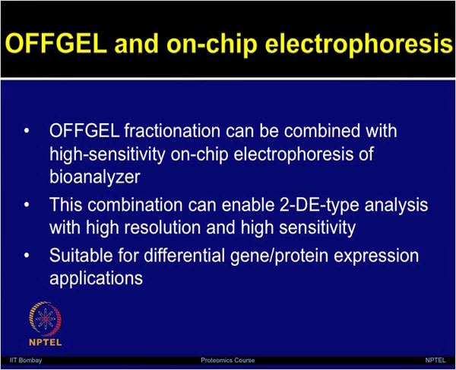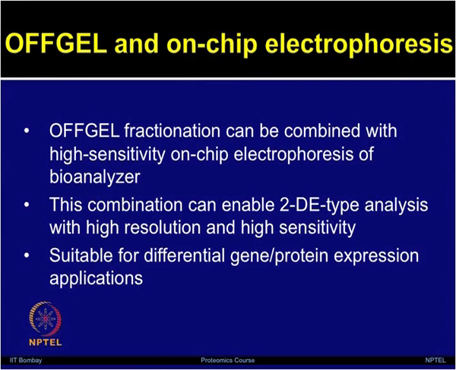also introduced another technology, so that one can separate the proteins in 2 dimensions, both in isoelectric point and molecular weight. So, off-gel and on-chip electrophoresis methods can be a substitute for the gel based protein separation in the isoelectric point and the molecular weight.